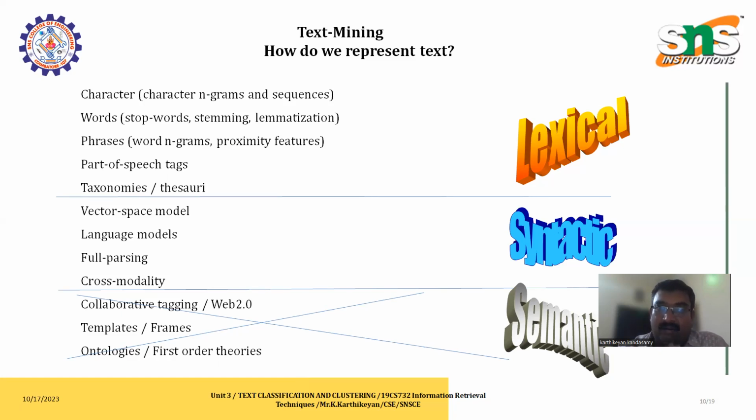The lexical: you give a word and you can separate the process. For example, open bracket a plus b close bracket. Which one is a word, which one is an operator, which one is a keyword. You can identify and separate words based on lexical orientation. Syntactic is based on the vector space model, language model, full parsing, and cross-modality, and collaborative tagging based on Web 2.0. Semantic is based on templates, frames, ontology, and first-order theory.